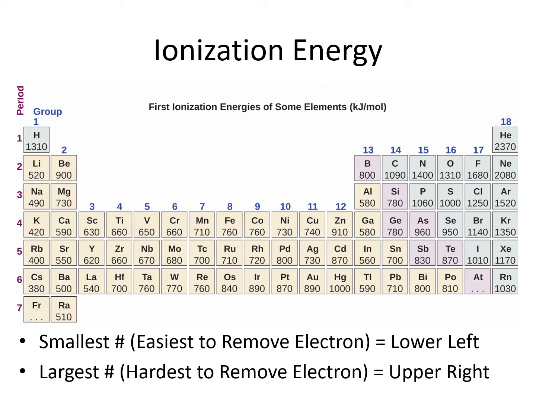The overall trend for ionization energy is opposite compared to atomic radius. The largest values for ionization energy are towards the upper right of the periodic table. For example, helium has an ionization energy of 2,370 kilojoules per mole. It is very difficult to remove an electron from helium. The smallest values are toward the lower left of the periodic table. For example, cesium has an ionization energy of 380 kilojoules per mole. It still takes energy to remove an electron, but not nearly as much.